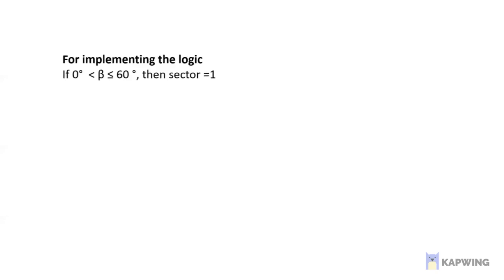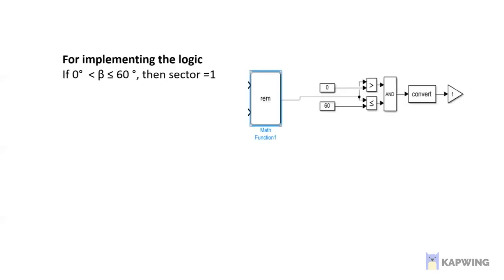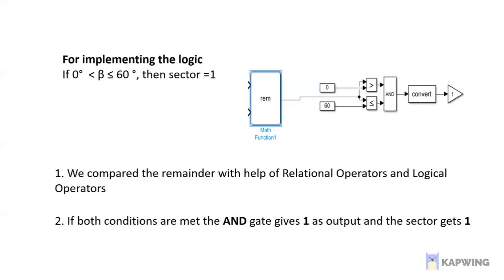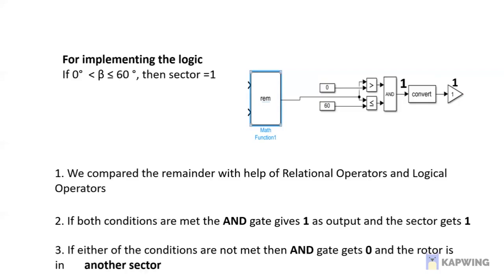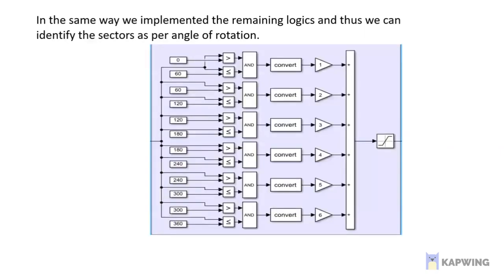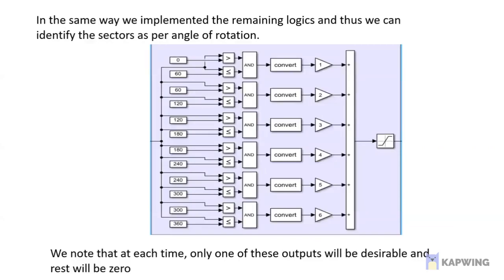For implementing the logic, if the angle of rotation is between 0 and 60 degrees, it will be in sector 1. We have used this block. Here, we have compared the remainder with the help of relational operators and logical operators. If both conditions are met, the AND gate gives 1 as output and the sector gets 1. Again, if either of the conditions is not met, then the AND gate gives 0 as output and the rotor is in another sector. In the same manner, we have implemented the remaining logic, and thus we can identify the sectors as per the angle of rotation. Here, we can notice that at each time, only one of these outputs will be 1 and all the rest will be 0.